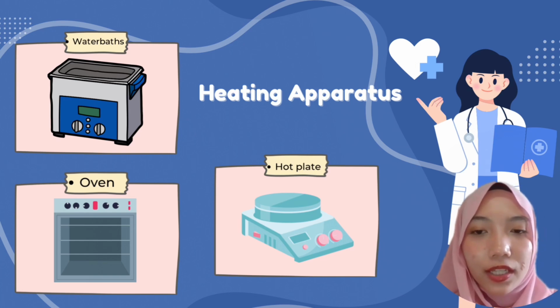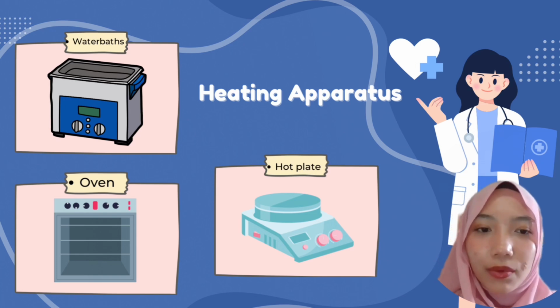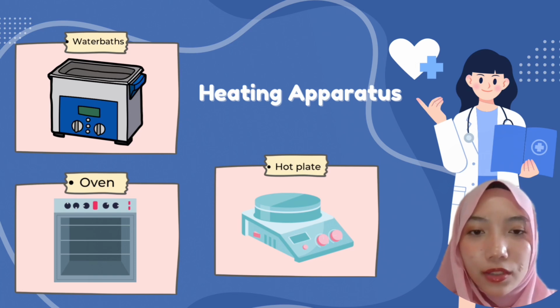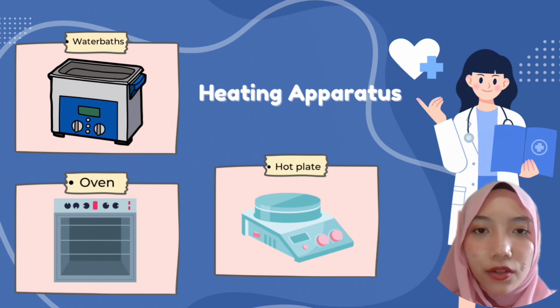Second one is the oven, used to dry up samples prior to weighing at a really high temperature. And lastly, the hot plate. It is used for speeding up heating of any solution in a container, or under controlled temperature.